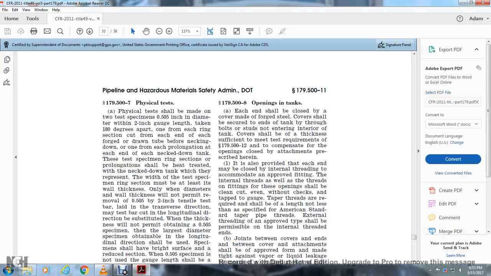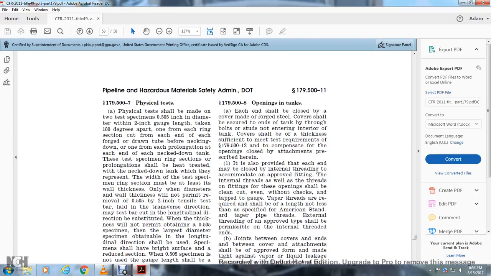179.507 Physical test. Physical tests shall be made with two specimens of 0.505 inch diameter and 2-inch gauge length, taken from the tank as a 180 degree bend test, with one inch from each ring section cut out from each end of the forged drawn tube from the necking, one from the prolongation of each end of the neck down to the tank. The test specimen ring section and prolongation shall be heat treated with the neck down with the tank, and shall represent the width of the test specimen ring. The specimen must be at least as wide as the wall thickness, with the diameters.